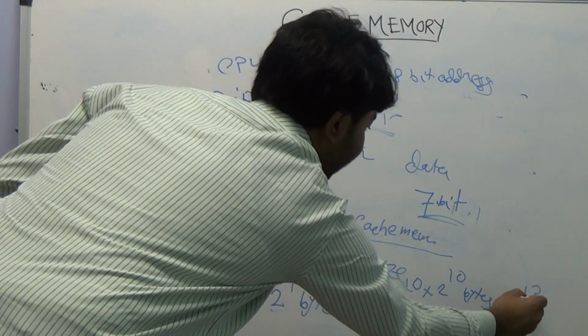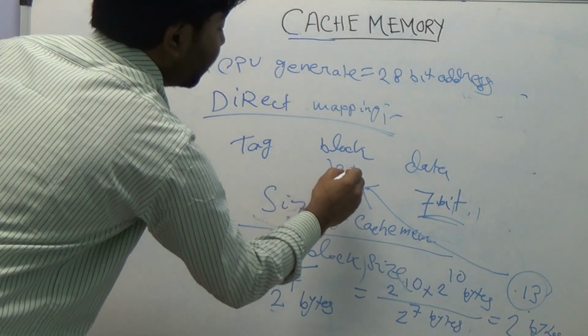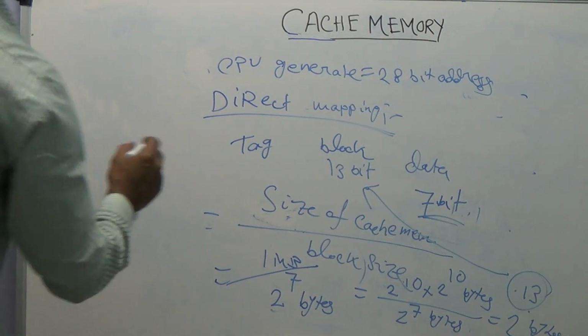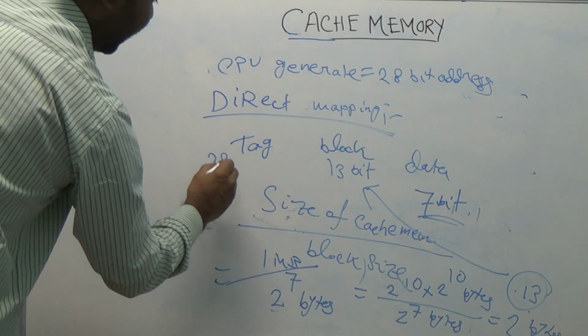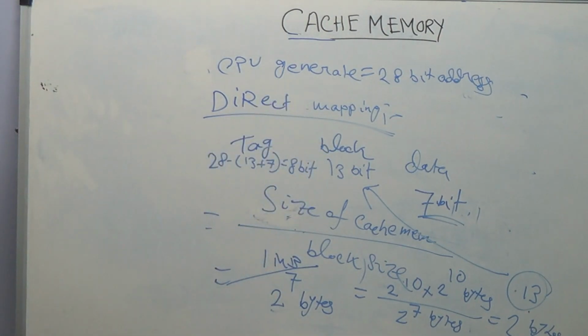So from here we will get 2 to the power 13, and these 13 bits will be used to represent the block field, and we will get the value of the tag field will be 28 minus 13 plus 7, that is equal to 8 bits. So under the direct mapping technique there are three fields. One is tag, another one is block, another one is data. We know that the value of data equal to 7 bits. The remaining 21 bits will be used as tag and block.